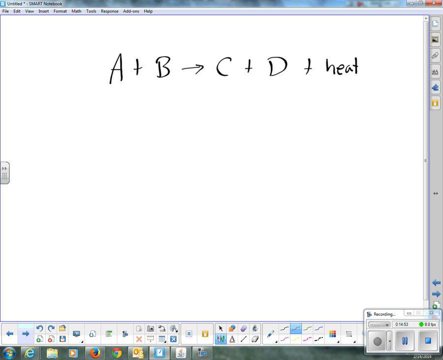Now, if I add B, remember I told you it will shift away from where I add, so it'll shift this way. So that means this will be less, this will be more, and this will be more, and this will be more. Okay, but I'm shifting forward.